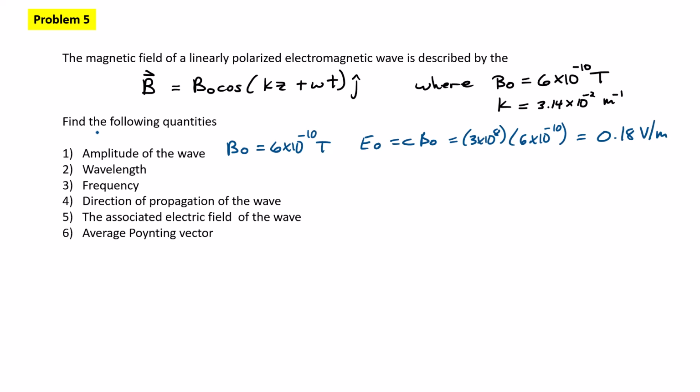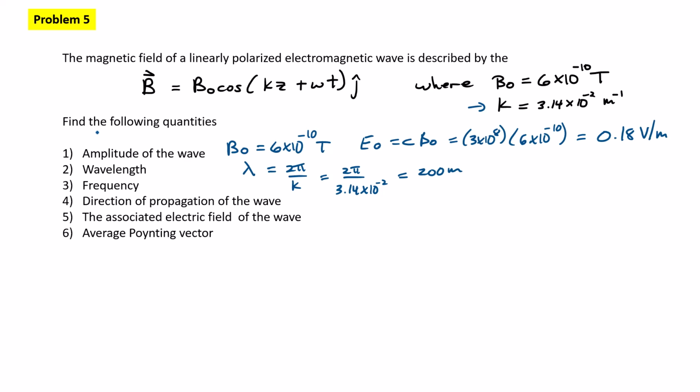All right, how do I find the wavelength? Well, the wavelength is related to this wave number right here. The wavelength is simply 2 pi divided by the wave number k. In this case, it's 2 pi divided by 3.14 times 10 to the minus 2. That should give me a wavelength of roughly 200 meters.